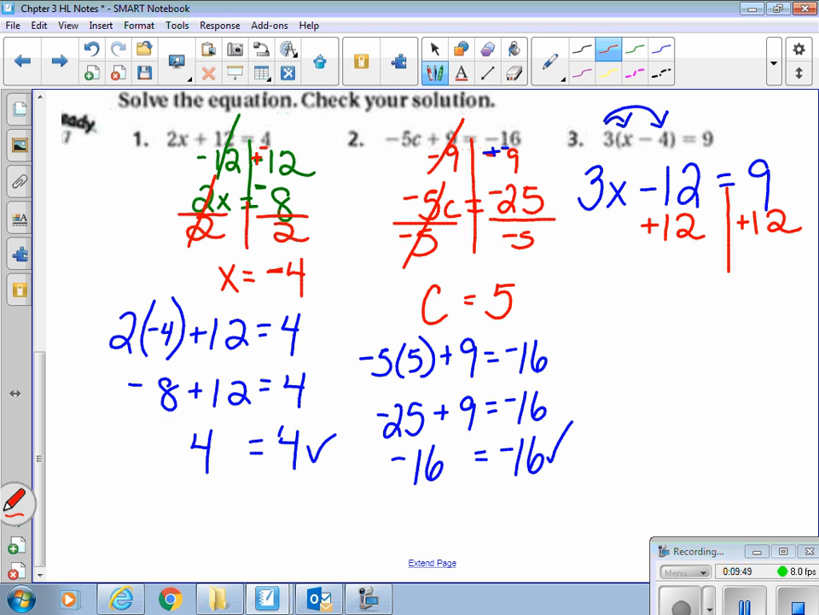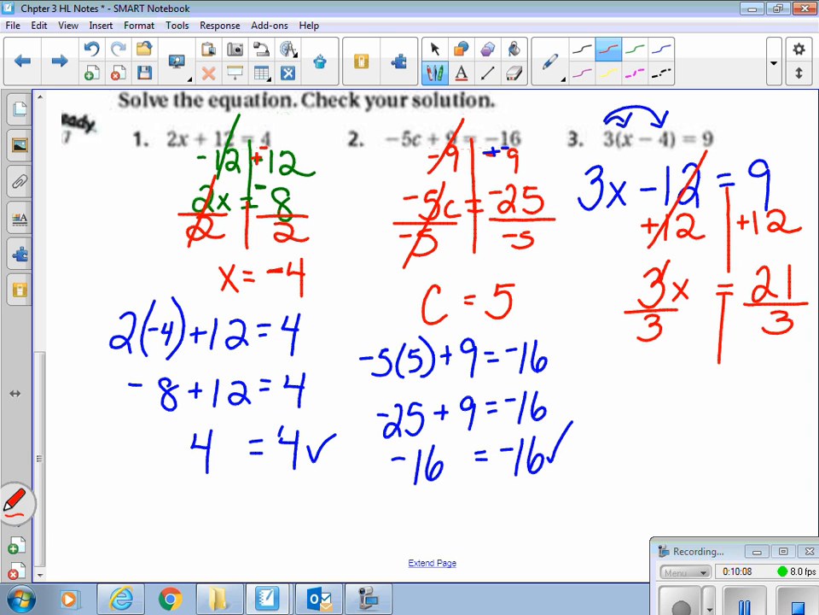A negative 12 plus 12 takes me to 0, canceling that out, leaving me with just 3x on this side. And 9 plus 12 would give me a positive 21. I now need to undo multiplying by 3, which I would do by dividing both sides by 3.